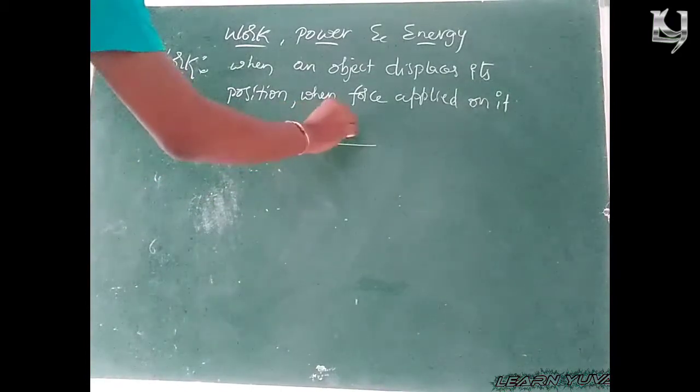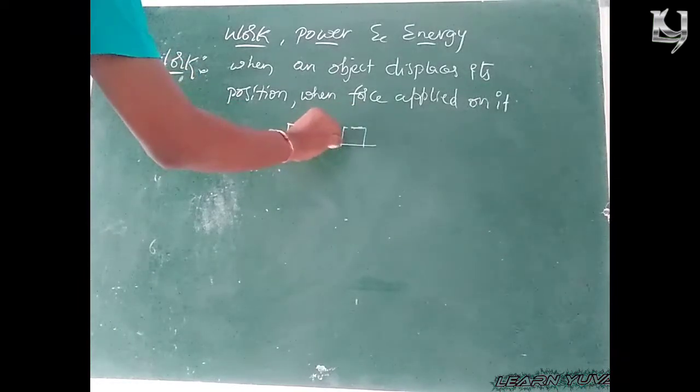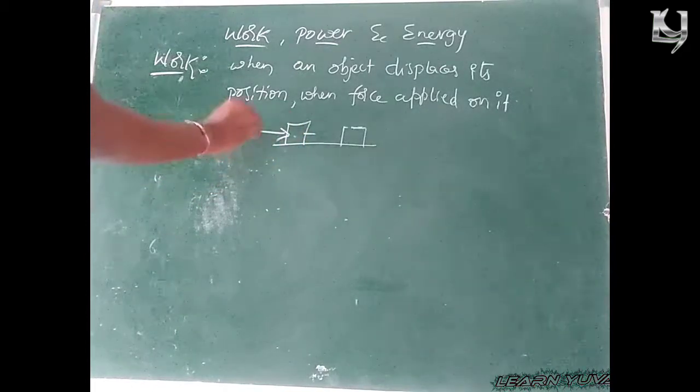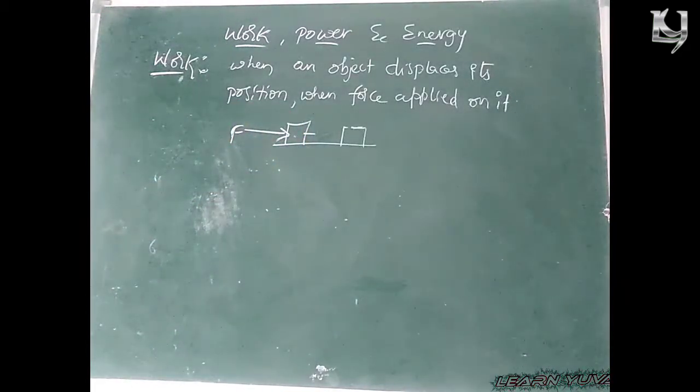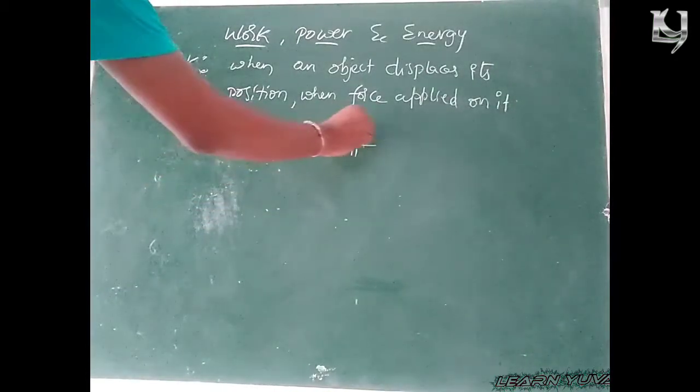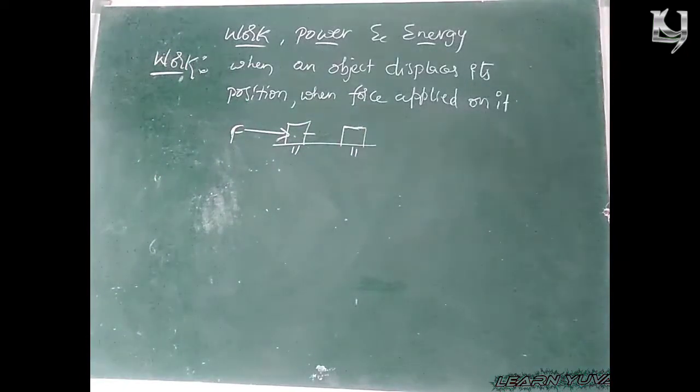Like, here I am applying force on this body. Whenever the body changes its position from here to here by applying force, then we can say that work is done. Remember, if the body doesn't displace its position even though you are applying force on it, then no work at all is done. The work done in that case is 0.